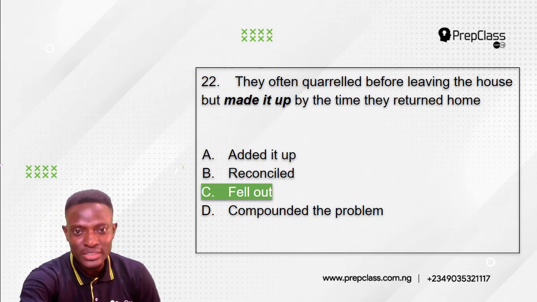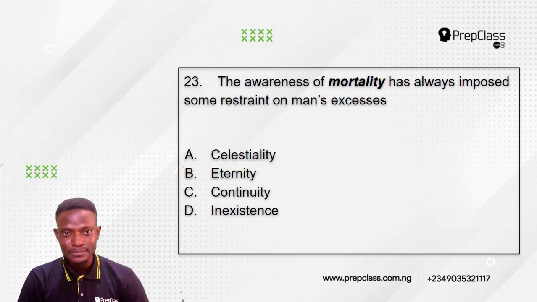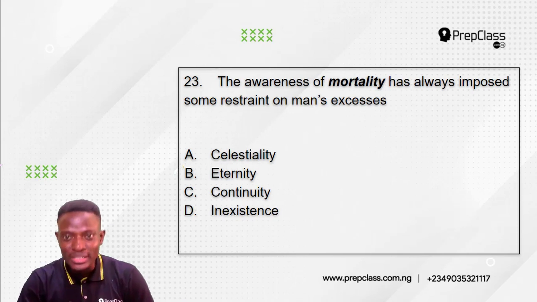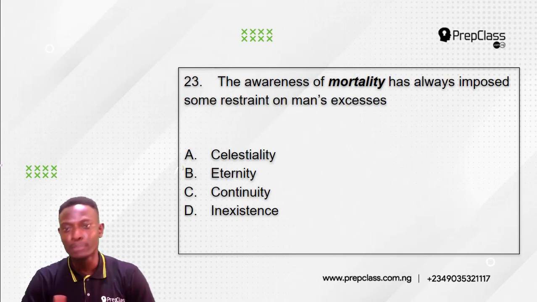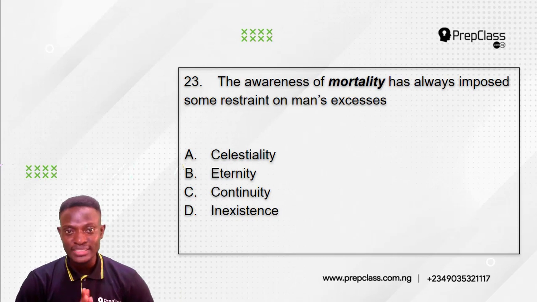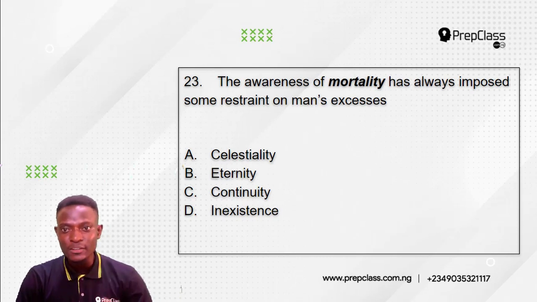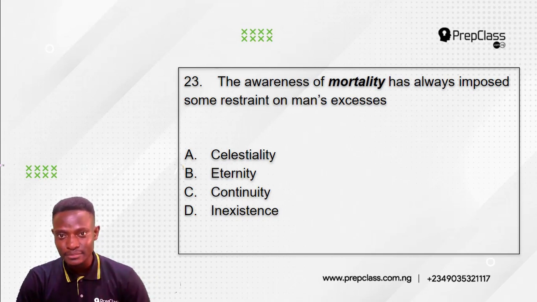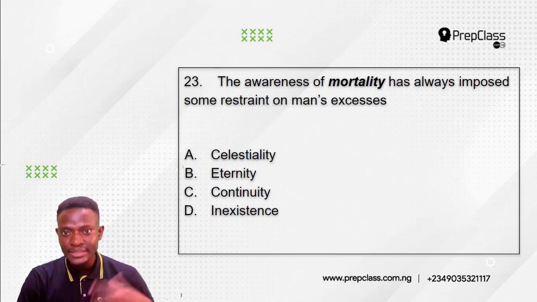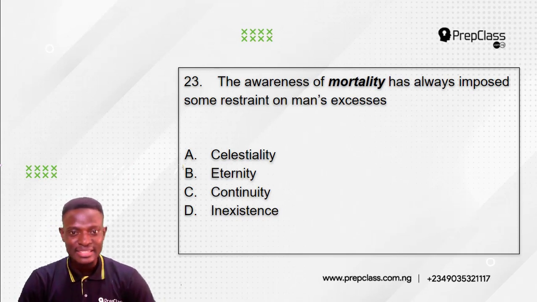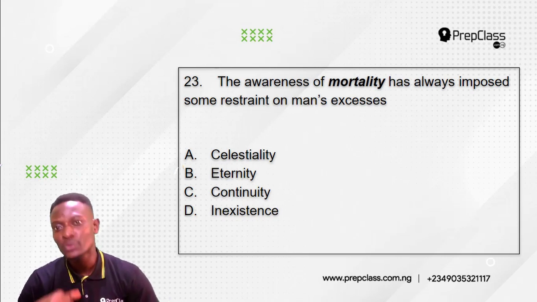Alright, moving on to the next question, question 23. Remember, we had to select the option that is opposite in meaning to the word in bold. Question 23 reads, the awareness of mortality has always imposed some restraint on man's excesses. A, celestiality. B, eternity. C, continuity. D, inexistence. So, which of these options is the opposite in meaning to mortality?